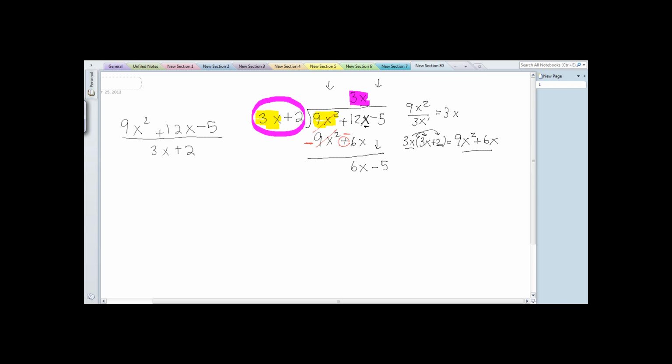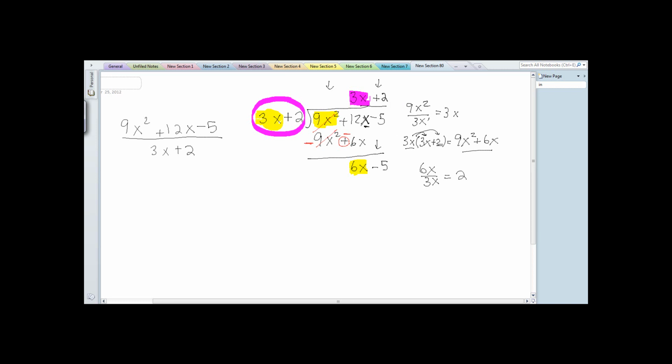So we're going to start the same way we did before, with the first term here. In the last case, the first term was 9x squared. Here it is 6x. We're going to take the 6x and divide it by the first term over here, which is still 3x. And what does that give us? Well, the x's cancel, and 6 divided by 3 is 2. So let's put the plus 2 right up here.